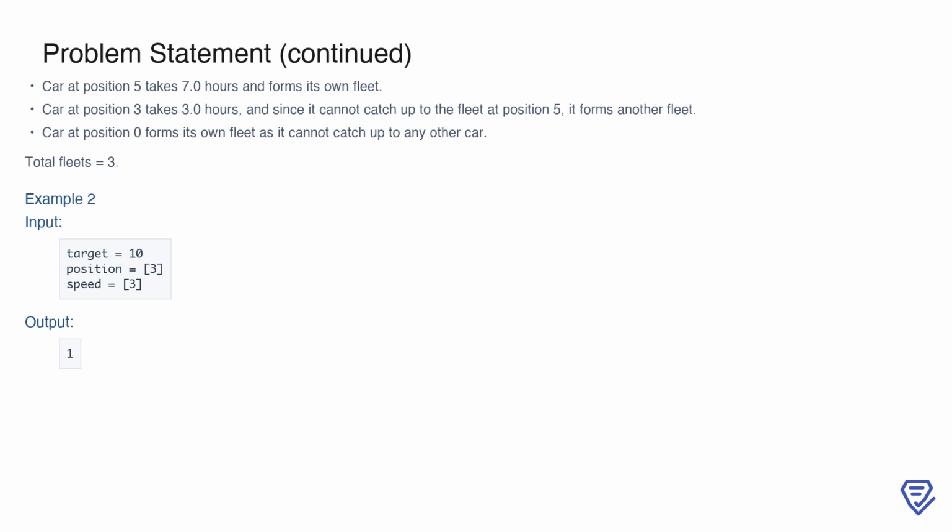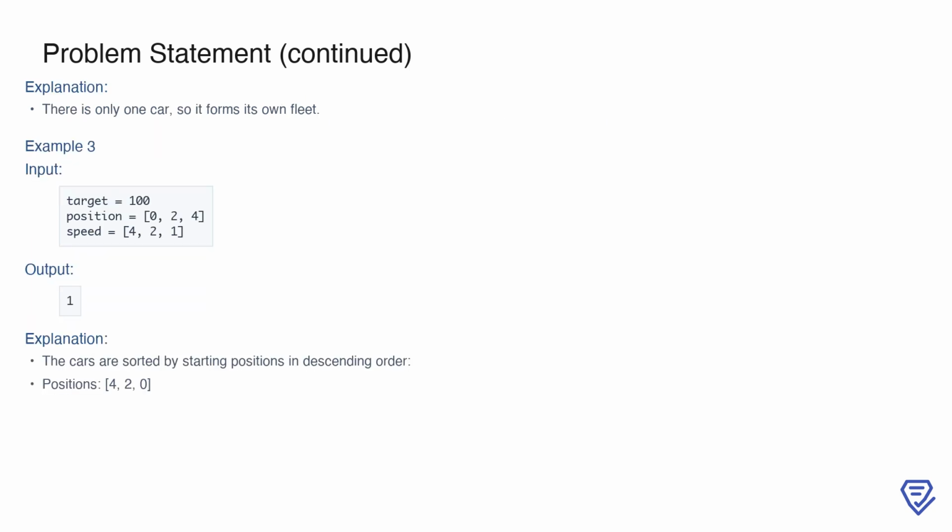In contrast, if there is only one car, such as in the second example where the target is 10, the position is 3, and the speed is 3, that single car forms its own fleet, and the output is 1. In the third example, the target is 100, the positions are 0, 2, 4, and the speeds are 4, 2, 1. Here, we first sort the cars by their starting positions in descending order, giving us positions 4, 2, 0. The corresponding speeds are 1, 2, 4.